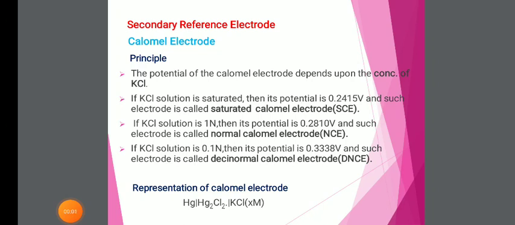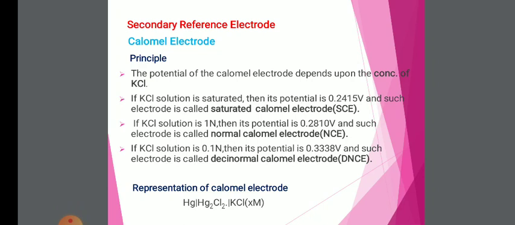Guys, here we are going to see the calomel electrode, which is a secondary reference electrode. But before that, what is a reference electrode? A reference electrode is an electrode which has a stable and reproducible potential. It completes the cell by acting as a half cell. So the calomel electrode is an example of a secondary reference electrode.